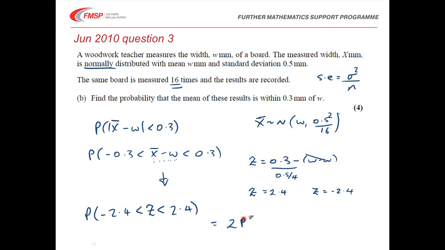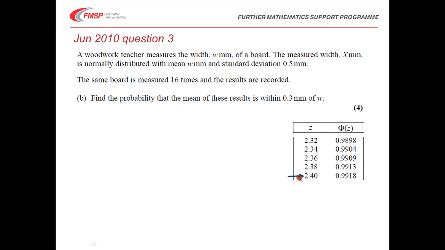So this is going to be two lots of the probability of Z being less than 2.4 minus 1. Okay, so we just need to find that Z value. There we go, 2.4. So it's going to be two lots of 0.9918 minus 1, and that's going to give me 0.9836. So let me show you where these 4 marks are allocated.